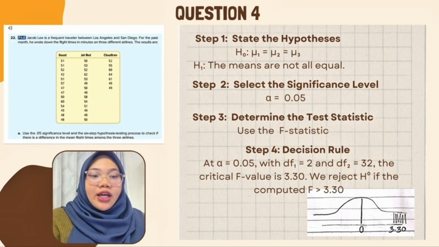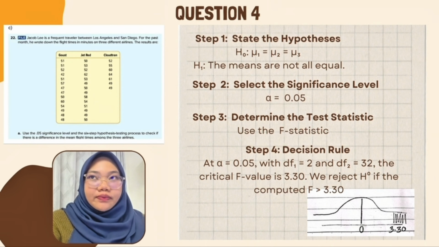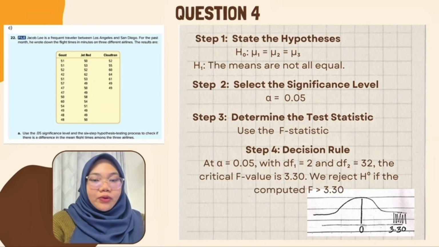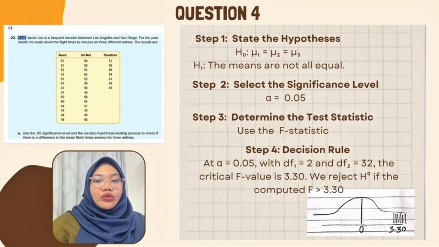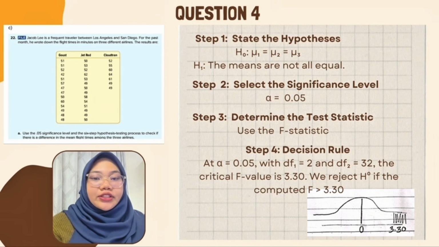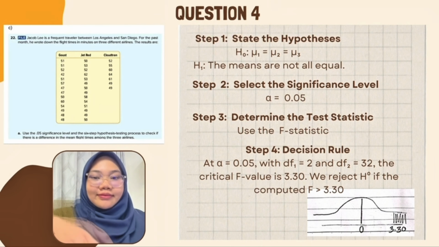Step 4, decision rule. At alpha equals 0.05 with degree of freedom 1 equals 2 and degree of freedom 2 equals 32, the critical F value is 3.30. We reject the null hypothesis if the computed F is more than 3.30. I already included the sketch of the distribution. You can see it will be 3.30.